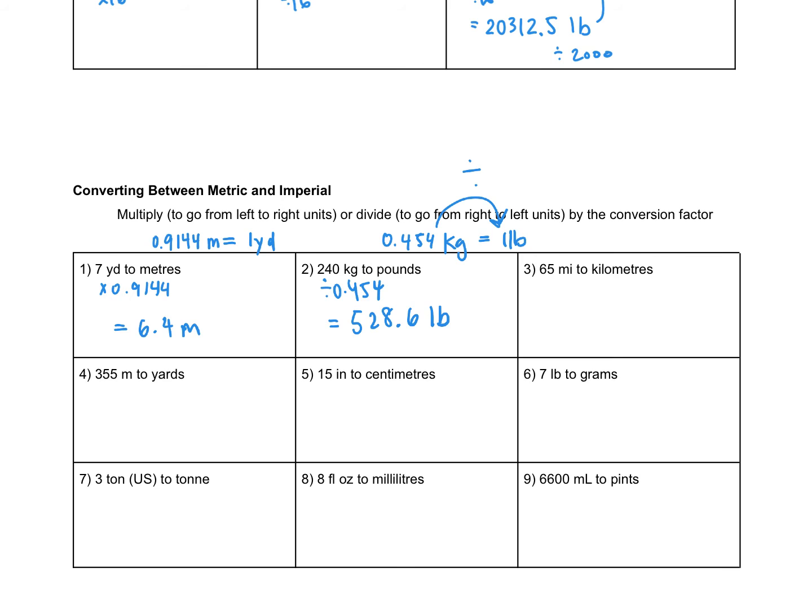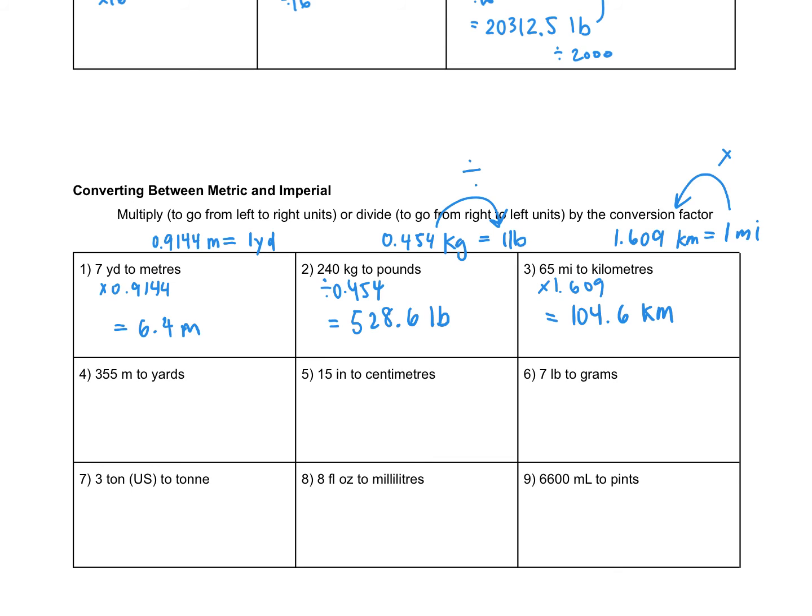Next, 65 miles to kilometers. So I see 1.609 kilometers equals 1 mile. I have 65 miles. I'm going in this direction, so I am multiplying by that conversion factor. So 65 times 1.609, that's approximately 104.6 kilometers.